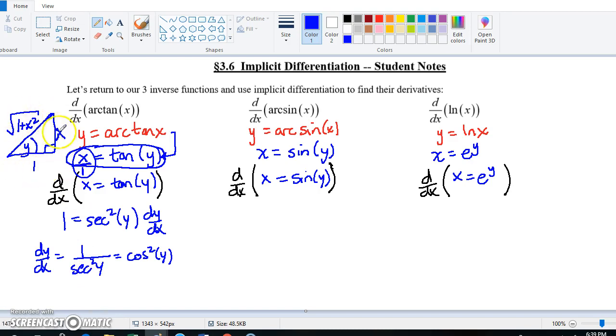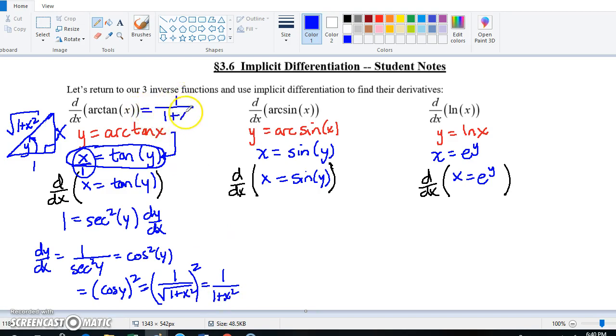Now, what is the cosine of this angle? Why do I want that? My derivative is the cosine of y squared. I have a picture of angle y. I know the cosine of angle y. I'm going to square it. 1 over the square root of 1 plus x squared, squared, turns out to be 1 over 1 plus x squared. That is the derivative of the arctangent of x. You no longer have to do this process, you just have to know this rule.